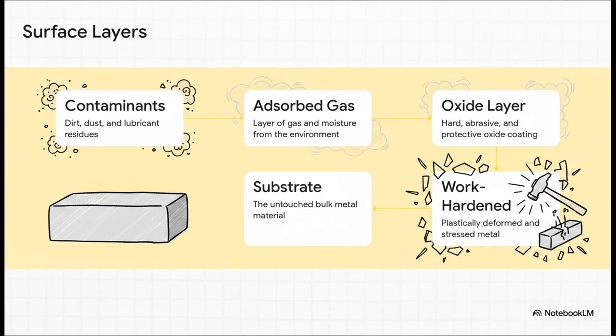Right on the very top, you've got contaminants. We're talking dirt, dust, maybe some leftover lubricants from the factory. Beneath that, a microscopic layer of absorbed gas and moisture grabbed right out of the atmosphere. Dig a little deeper and you hit an oxide layer. This is critical because oxide is generally much harder and way more abrasive than the base metal. It's kind of like a crunchy, rough crust. Beneath that crust is a work-hardened layer, which is metal that's been physically deformed and stressed by the force of being cut or machined. And finally, only after digging through all that do we reach the untouched, pure metal substrate.